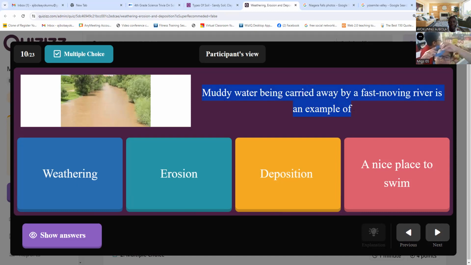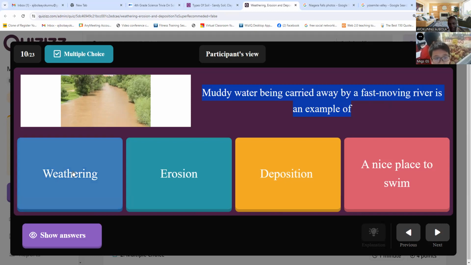Yeah, read this. Muddy water being quietly carried away by a fast-moving river is an example of weathering, erosion, deposition, a nice place to swim. It's not a nice place to swim. And it's not deposition either. So the answer is deposition? No, I don't think so.